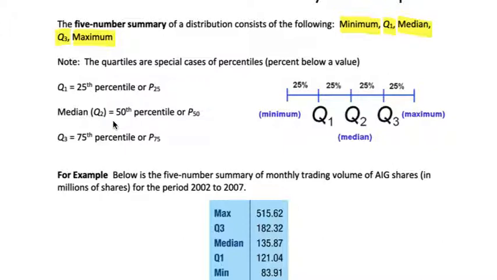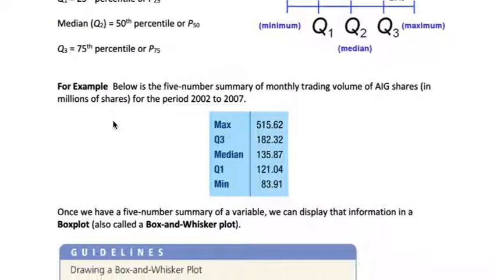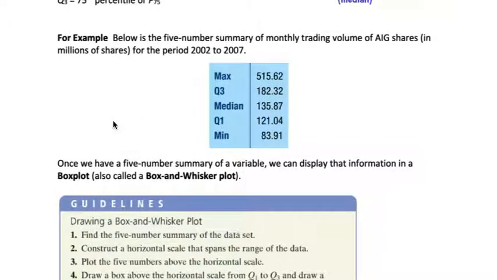So for example, you see percentiles often when you're talking about children's height and weights. If a baby is at the 75th percentile for height, then that means that it is taller than 75% of the population. So here's an example of a 5-number summary. This is monthly trading volume of AIG shares. And you see we have the maximum, Q3, the median, Q1, and the minimum value.